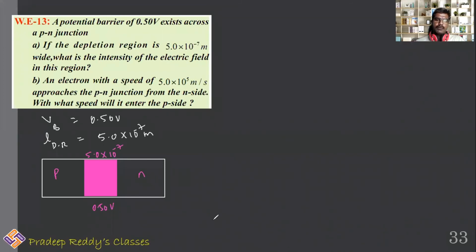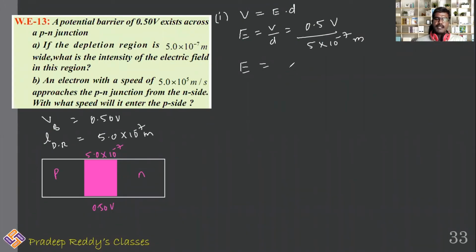In order to find out intensity of the electric field, the potential barrier width is given to you. We have relation between electric field and electric potential. V is equal to E dot D, which you will learn in electrostatics. I want to now find out electric field. E will be equal to V divided by D. Barrier potential is given as 0.5 volt divided by distance is 5 into 10 power minus 7 meter. This gives you electric field E.